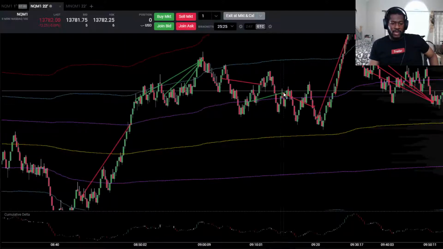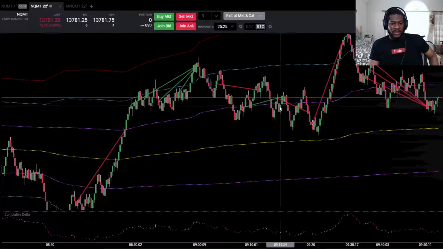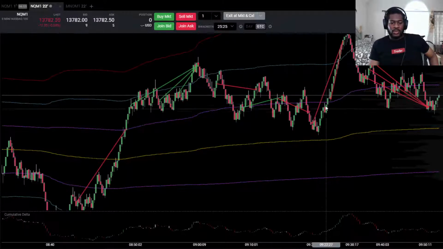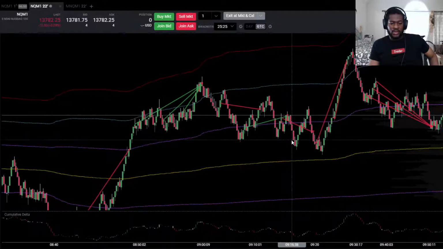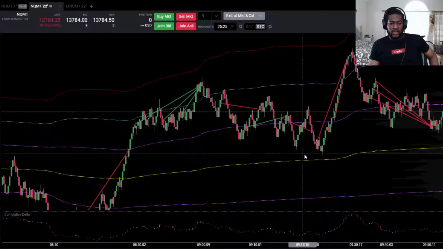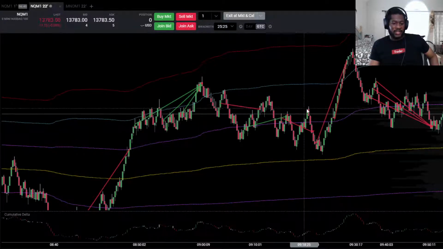On this next pullback, I bought another. And I'll be honest, at this point I was really expecting the market to push up. But as I was seeing, this formed a lower high and a lower low, and then another one. At least it broke this one, but this is still technically a lower low. I'm sorry, a lower high.